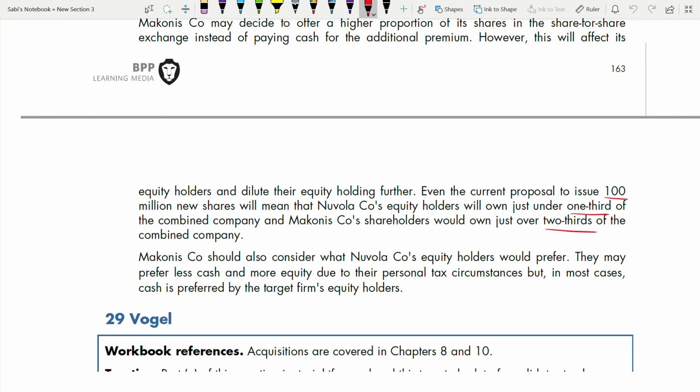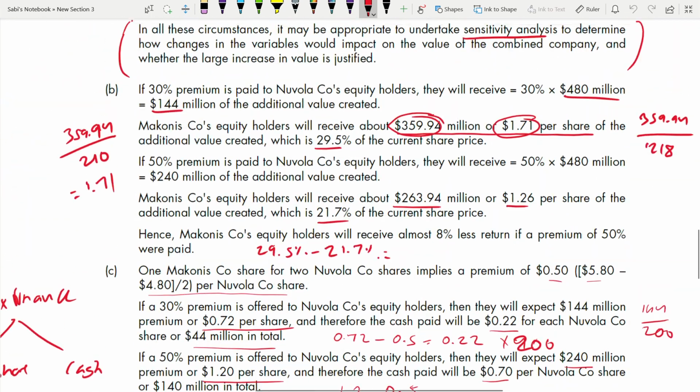But in most cases, cash is preferred by the target firm's equity holders. Yes, because cash is less risky, right? You are receiving cash in hand, on the spot. In a share for share exchange, there are so many risks. What happens if the value goes down? We'll see how it is marked.